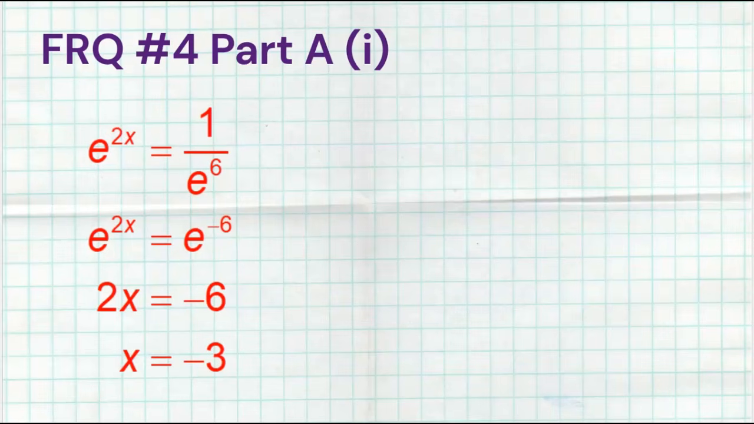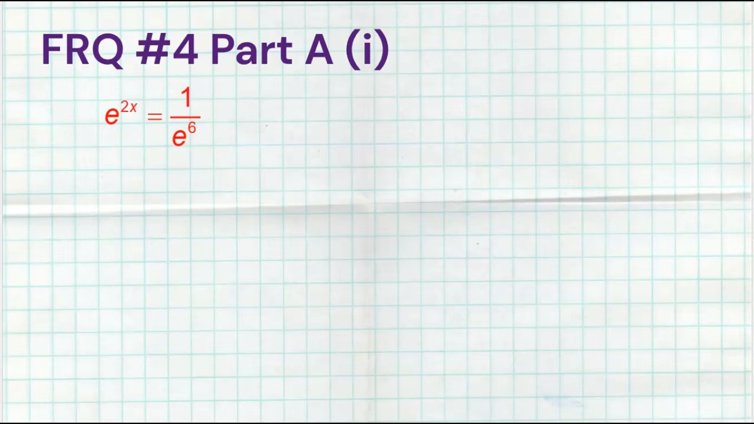But let me show you another way that you could have solved this and still get full credit. Most kids might say, oh, divide, the opposite is to multiply. So their first thought is to multiply the e to the 6 to the left-hand side, and we get e to the 2x times e to the 6 equals 1. Now we have to use our exponent rules. If you have the same base and you're multiplying them, you can add the exponents. So we have e raised to 2x plus 6 equals 1.